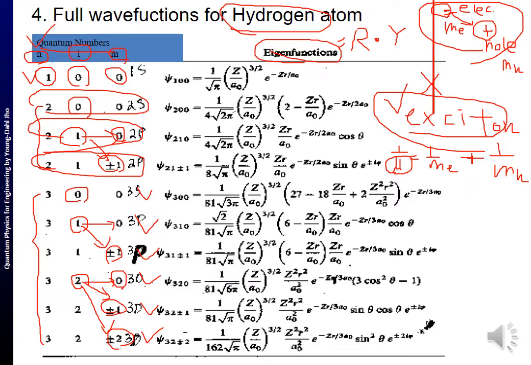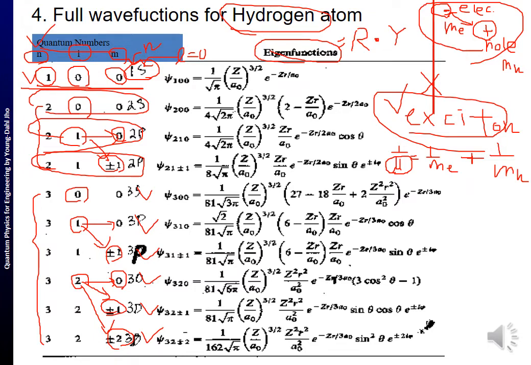This state, when n is 1, then l is 0, and m is 0, is called the 1s state. So 1 is from n, the principal quantum number. S is from l. When l is 0, chemists call this an s state.